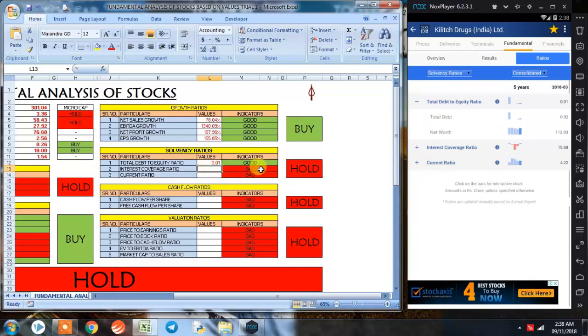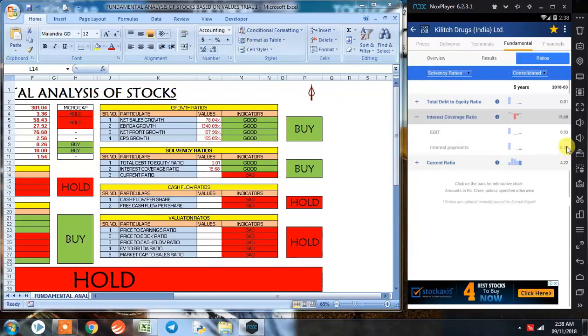Interest coverage ratio of the company is 15.68. Now when we click on 15.68, we get to know that the earnings before income tax is 6.53 crores and it has just turned positive in comparison to the previous year, whereas the interest that the company is paying yearly is 0.42 crores, that is 42 lakhs. The current ratio of the company is 4.22. So overall solvency ratio has given us a signal to buy this stock at this point of time.